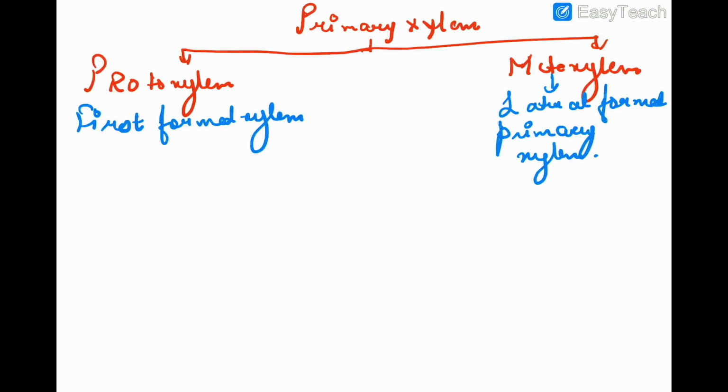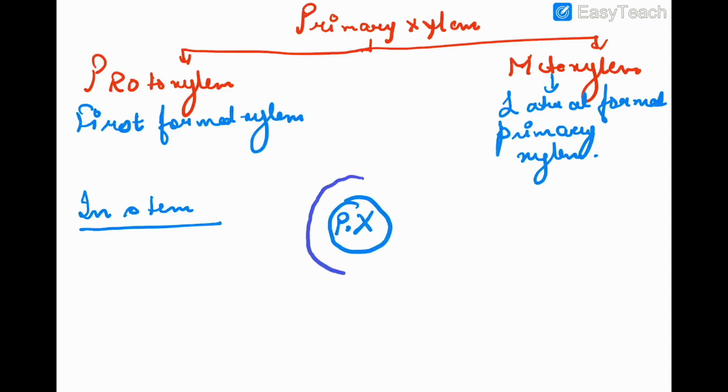Now in stem, protoxylem lies toward the center, so this is the protoxylem, while the metaxylem lies towards the periphery. So this is the metaxylem. So mx is the metaxylem, and px is the protoxylem. So in stem, protoxylem lies toward the center and metaxylem lies towards the periphery.